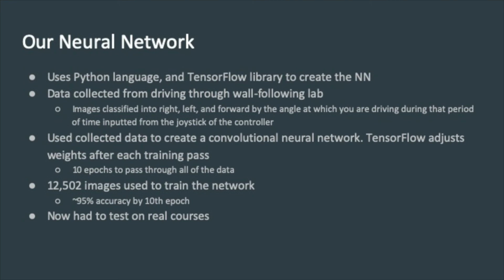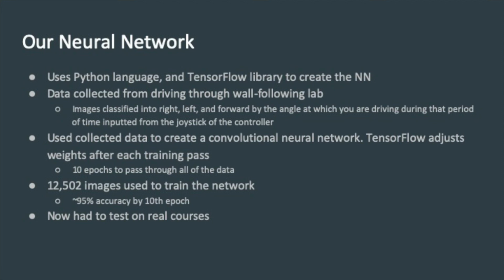So we used all the data, almost 12,500 images in total, to create the neural network, and TensorFlow helped us adjust each weight after each training pass. And after 10 epochs, or 10 passes through the data of training, we were up to a 95% accuracy of the algorithm estimating whether it's right, left, or forward based on an image.